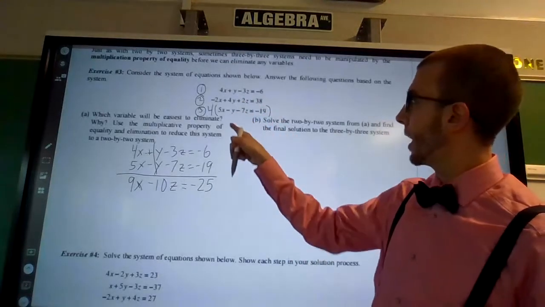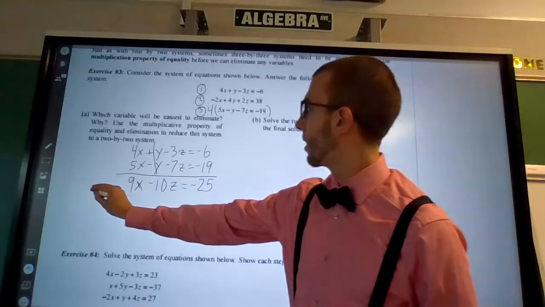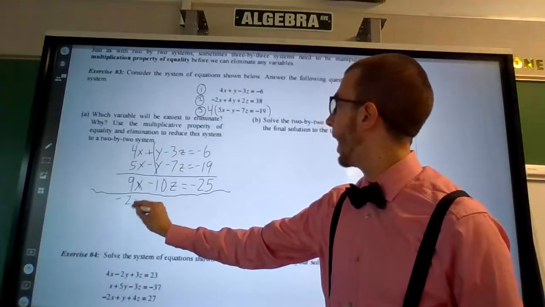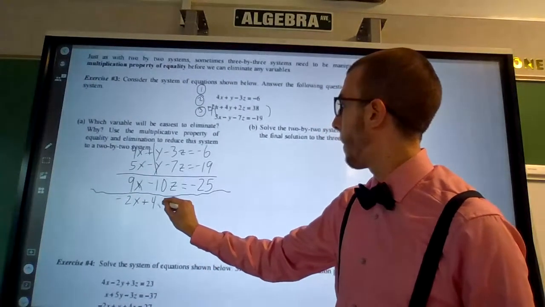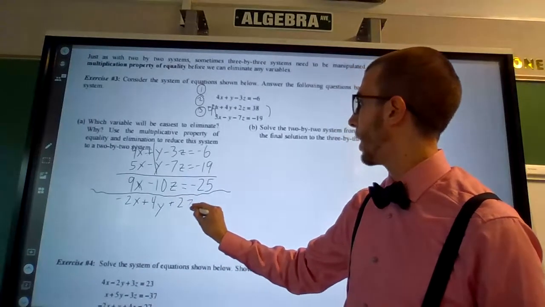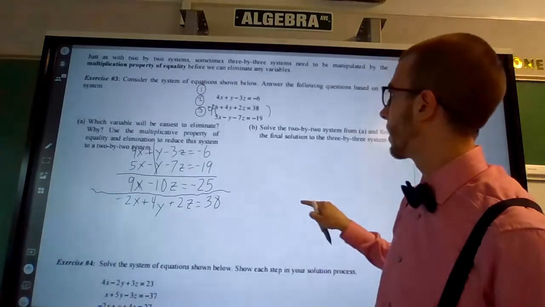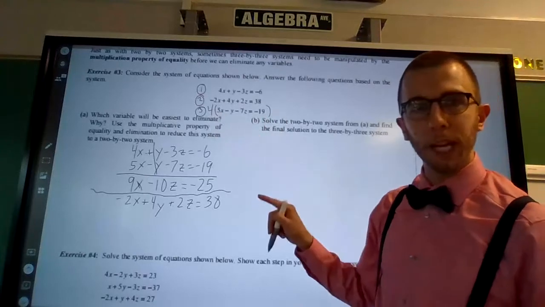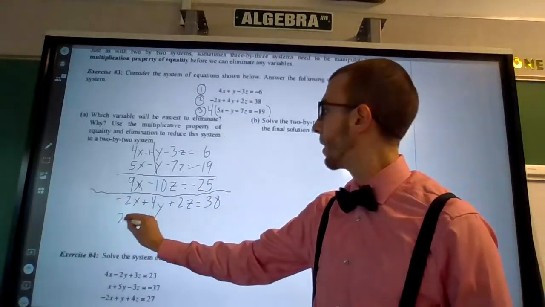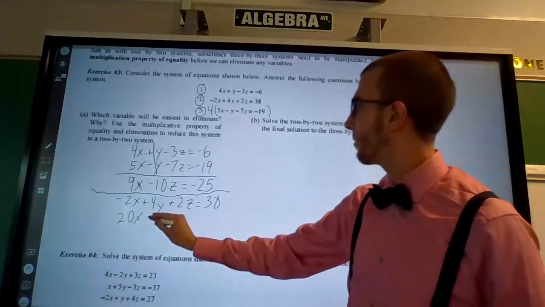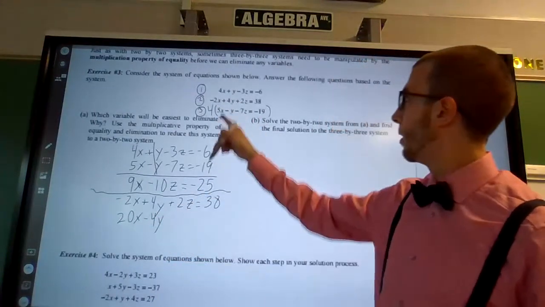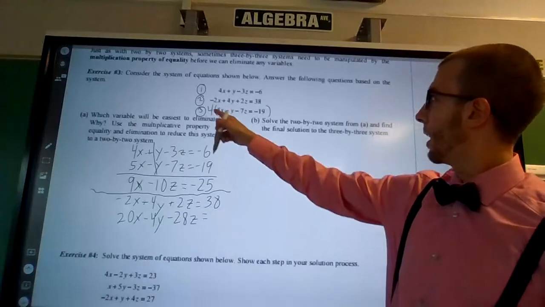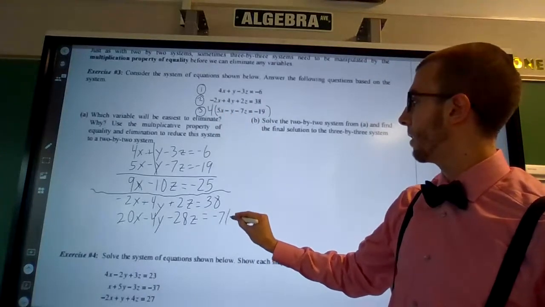All right, so I'm going to rewrite equation 2 down here. Just going to draw a squiggly line, not to get confused. Equation 2 is negative 2x plus 4y plus 2z equals 38. And then I'm going to rewrite this equation, but after multiplying it by 4. So 4 times 5x is 20x. 4 times negative y is minus 4y. 4 times negative 7z is negative 28z equals 4 times negative 19, which is negative 76.